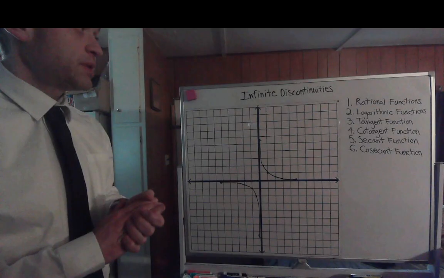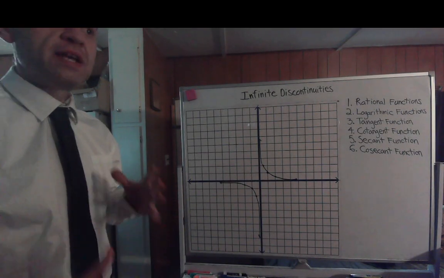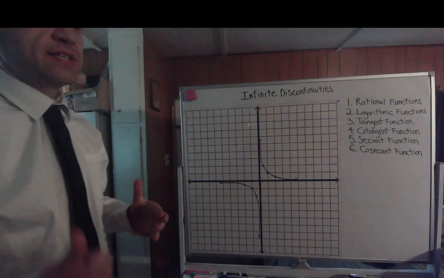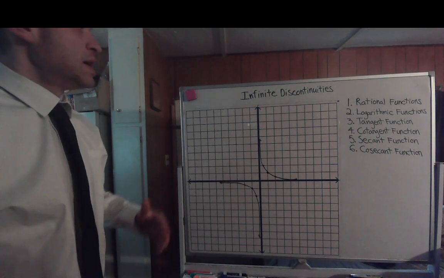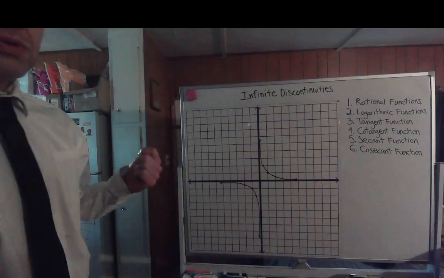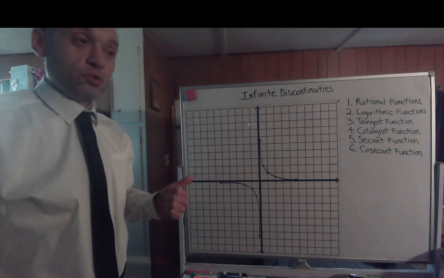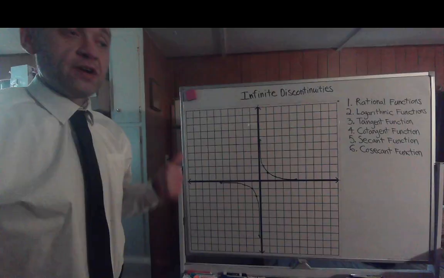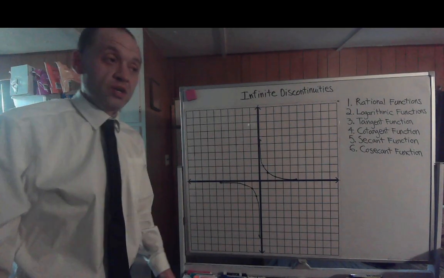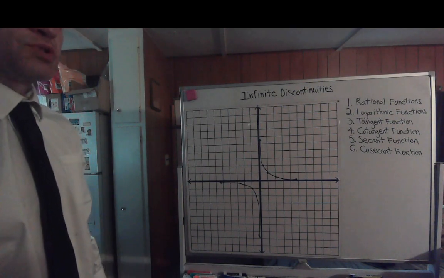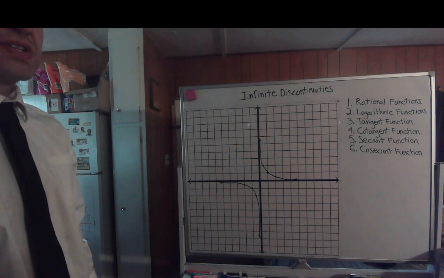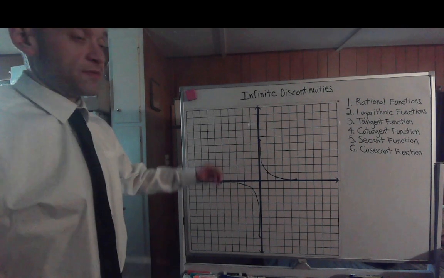So today we are going to talk about infinite and endpoint discontinuities for functions. In the past two lessons we've talked about removable discontinuities, and then in the very last lesson we talked about jump discontinuities. Now today we'll talk about the final two types of discontinuities, with the first of the final two being infinite discontinuities.